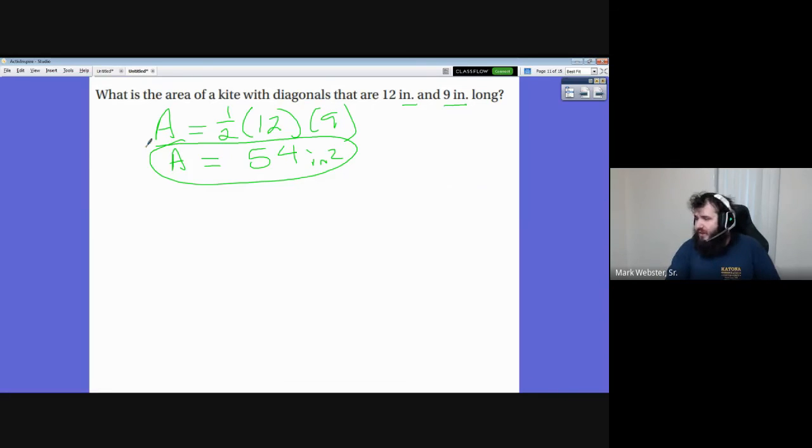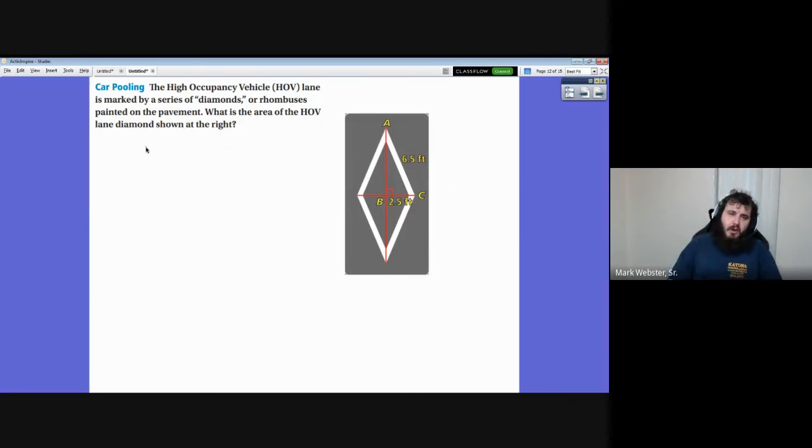All right, last ones. We did some kites. Now let's do some rhombuses. Now they give you this whole spiel about carpooling, but here's the picture, right? We need to know the diagonals. Well, they give you this little piece right here. And if you remember from chapter 6, the diagonals are symmetrical. So if this is 2.5, this is 2.5. So what we have to do now is figure out this diagonal.